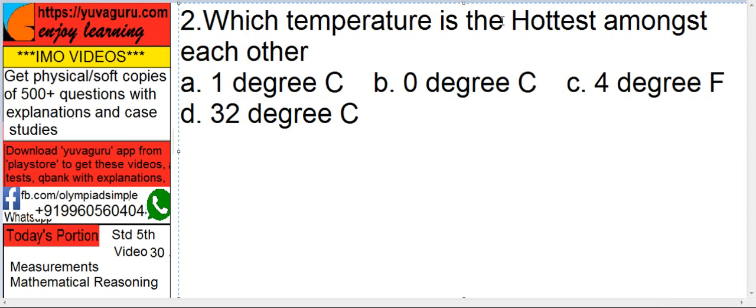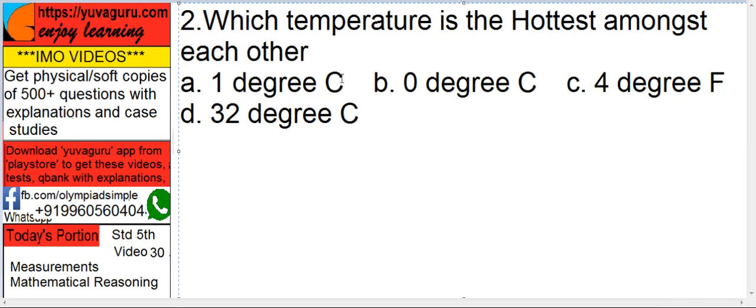Which temperature is the hottest amongst each other? Means we have to find out between these four which one is the hottest. 1 degree Celsius, 0 degree Celsius, 4 degrees Fahrenheit and 32 degrees Celsius.